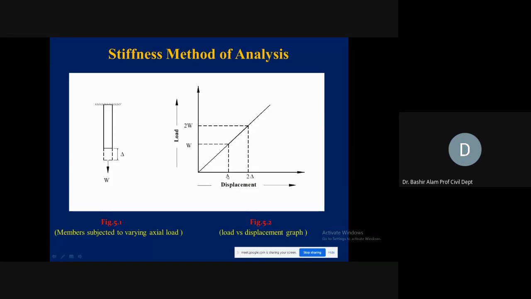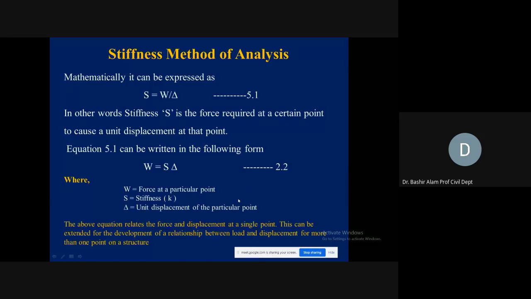And this is the definition of the stiffness, which is simply the slope of this straight line. So mathematically, it can be expressed as S is equal to W divided by delta. So this is now the definition of the stiffness. In other words, stiffness is the force required at a certain point to cause a unit displacement at that point. So first, a force is required to produce a unit displacement.